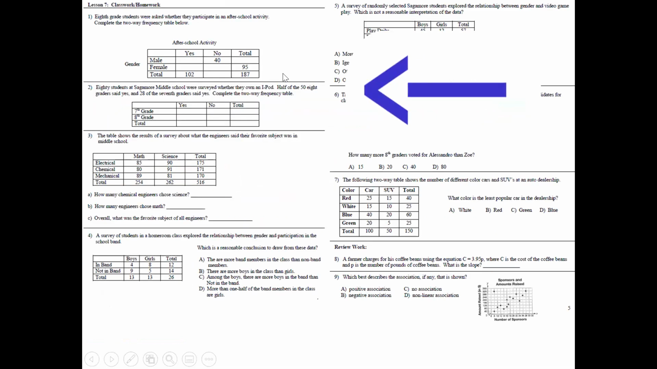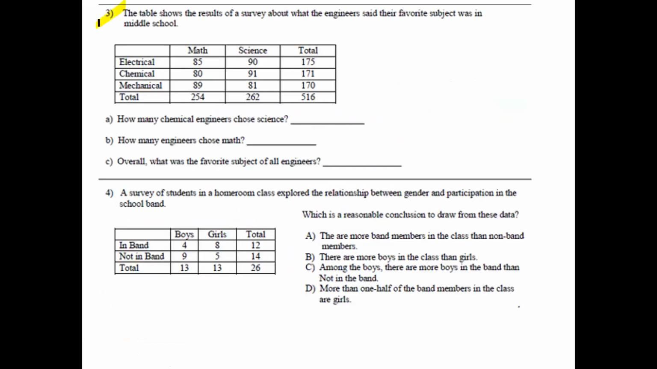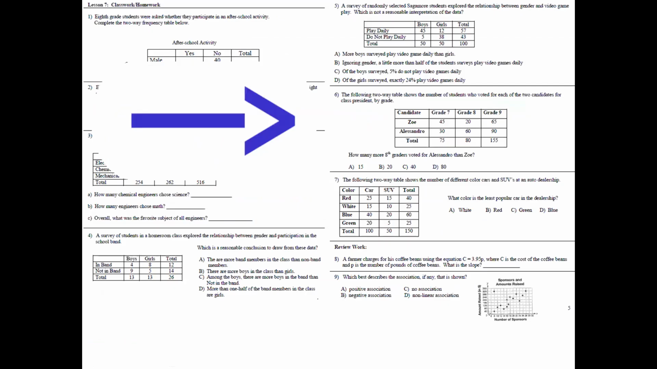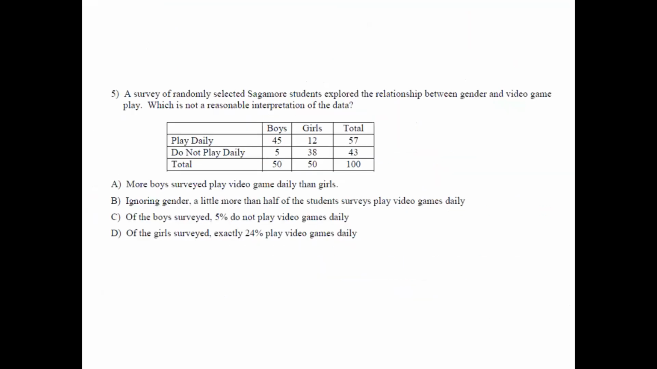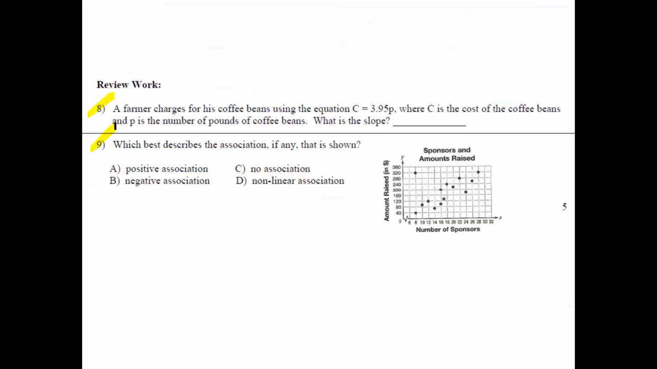All right, flip your paper over to this part right here. This is going to be your practice right here. So you're going to answer questions 1 and 2. Go ahead and answer questions 3 and 4. And then flip your paper over to the right side of this. You're going to answer question number 5, 6 and 7, 8 and 9.